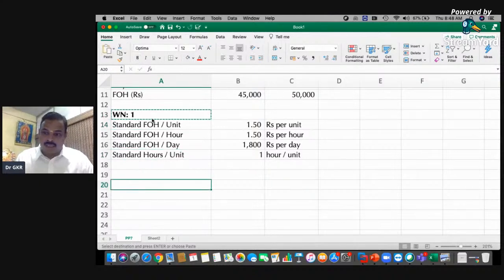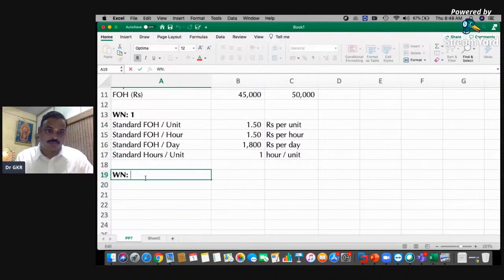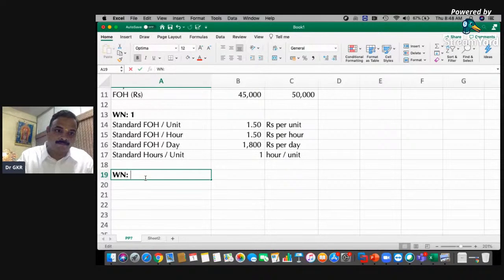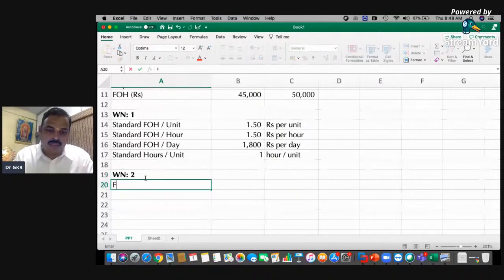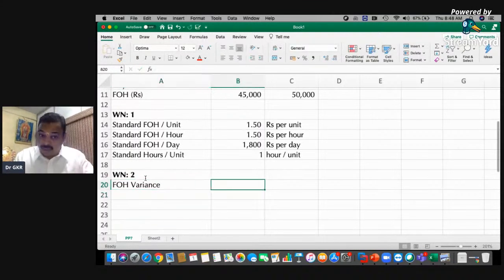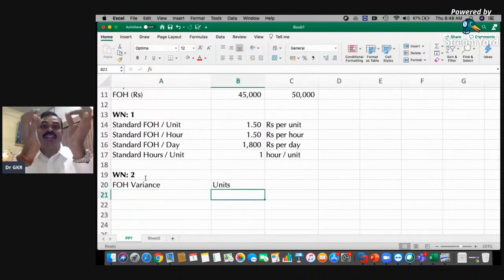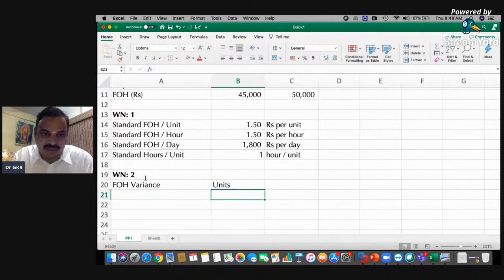Working note number 2. How will you find the fixed overhead variance? This is actually the total variance. Remember, guys, I am going to use only units.